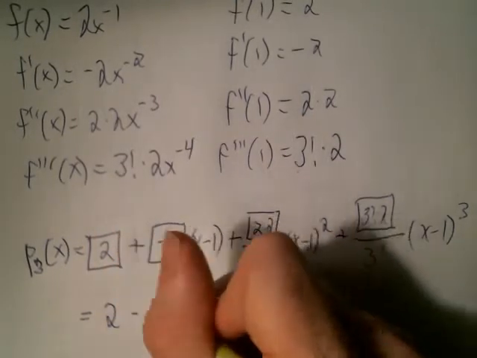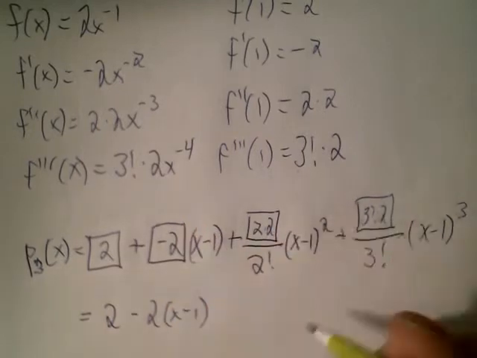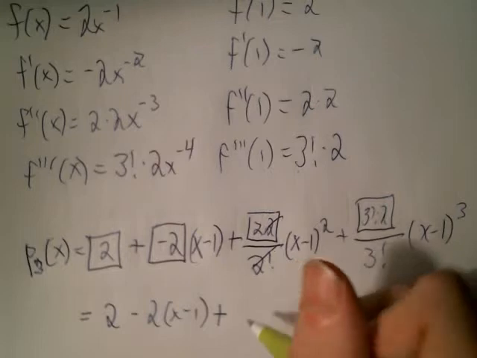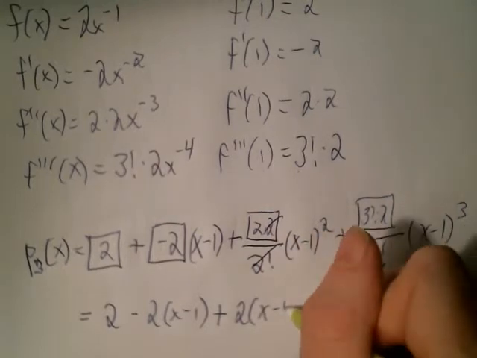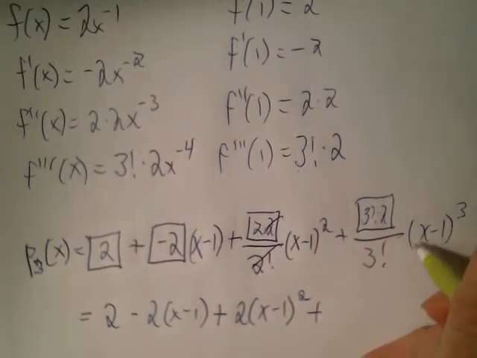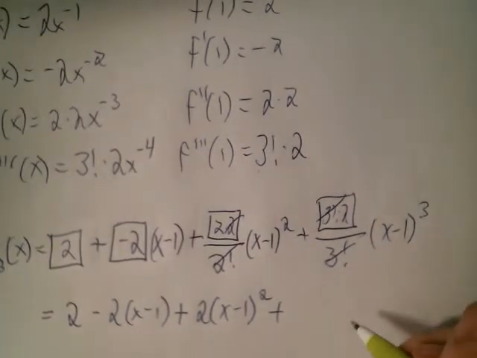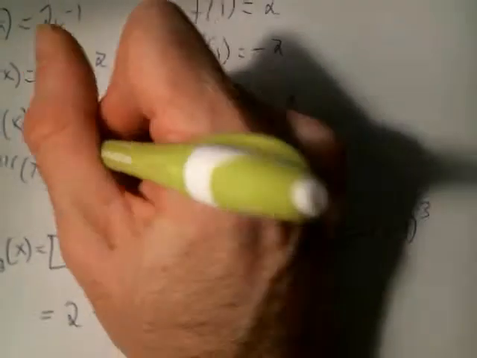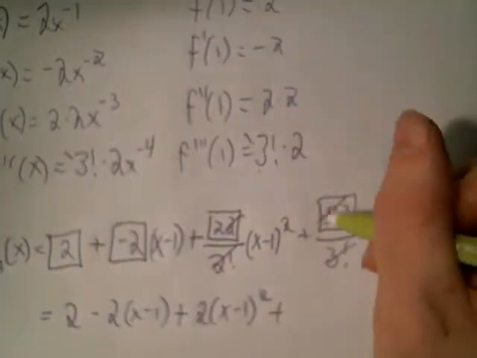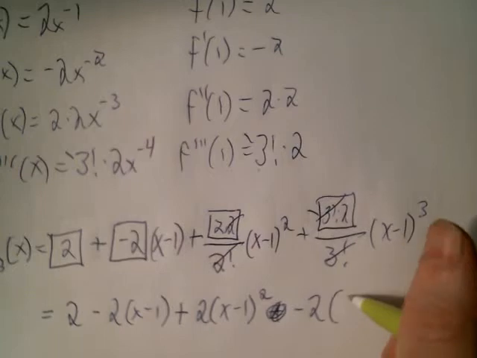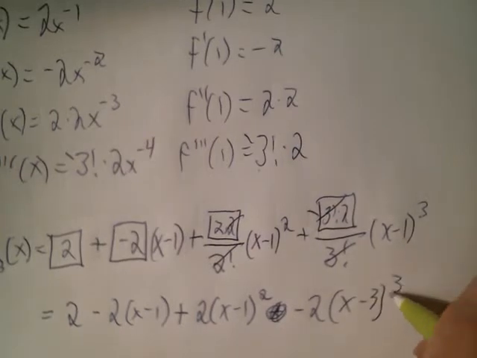2 minus 2 times x minus 1, plus the 2 factorials cancel, so you have 2 times x minus 1 squared, and then plus the 3 factorials cancel. I probably lost a negative in there somewhere. Yeah, it should be negative. So this is negative. So it would be minus 2 times x minus 1 cubed.